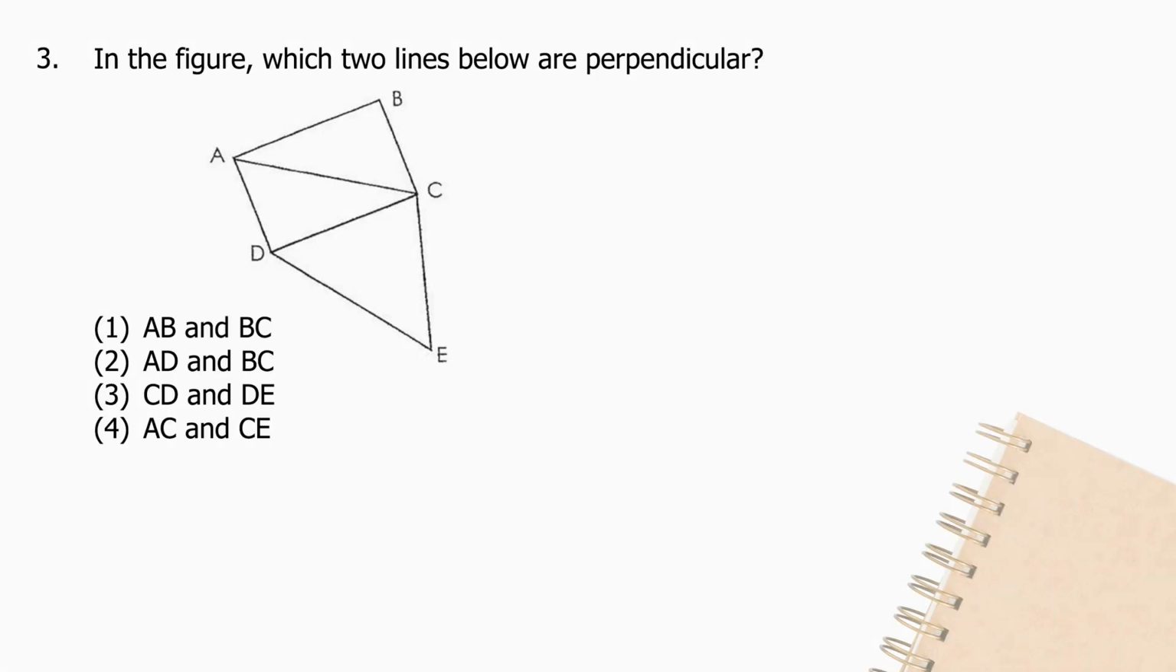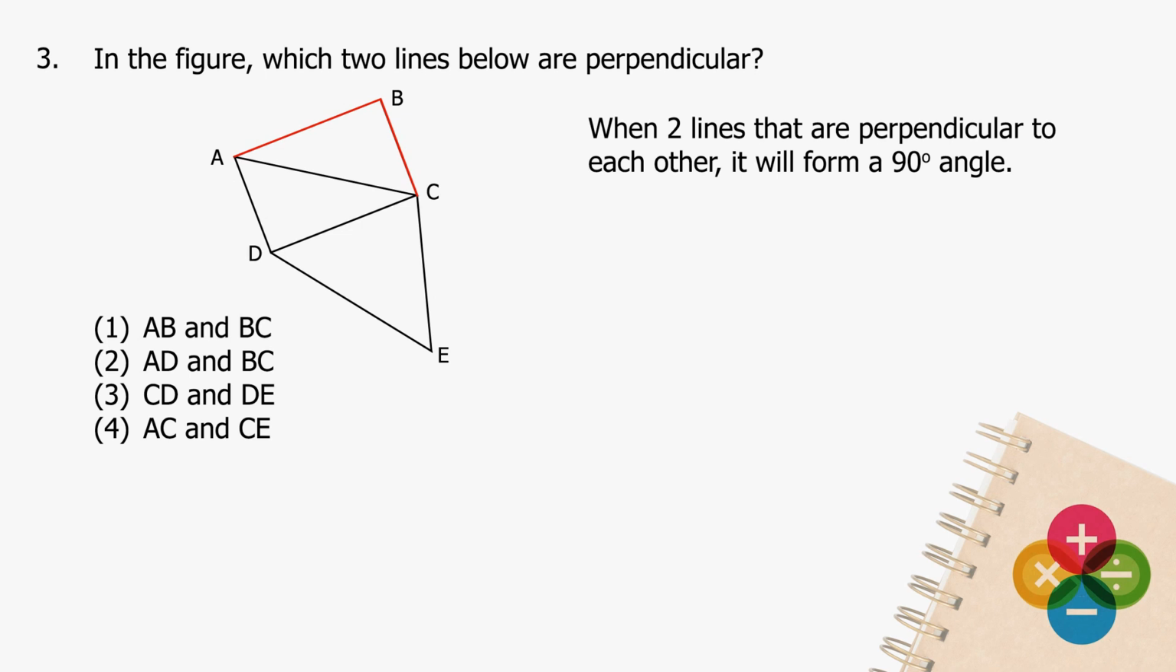Question 3. In the figure, which two lines below are perpendicular? To form a perpendicular, two lines need to meet and form a 90-degree angle at the intersection. Let us take a look at answer 1. Line AB and BC. The two lines meet and form a 90-degree angle at the intersection. Let us take a look at answer 2. Line AD and line BC are parallel to each other. These two lines will not form a 90-degree angle intersection.